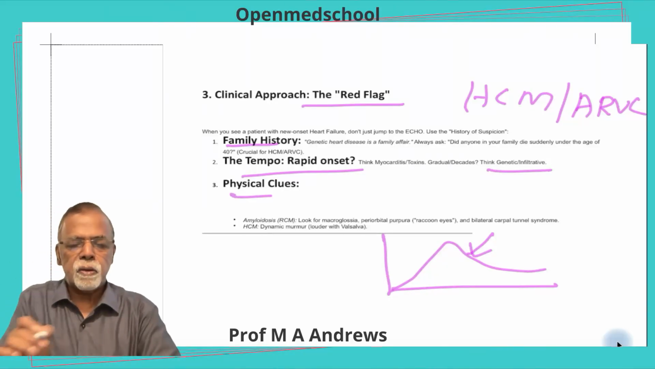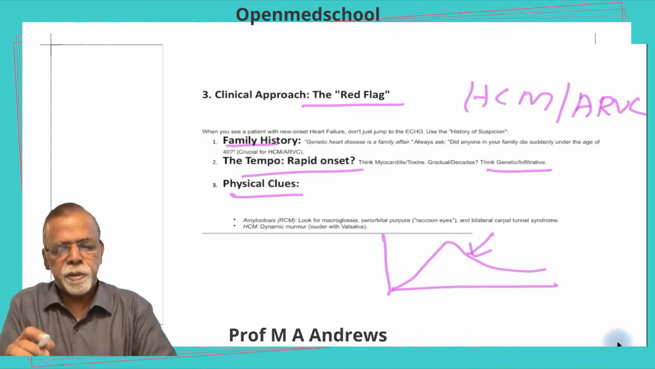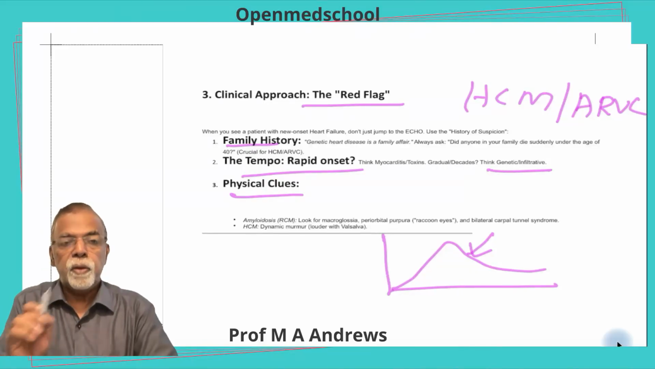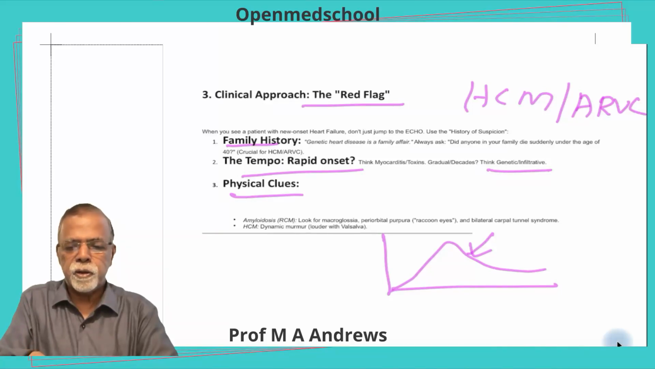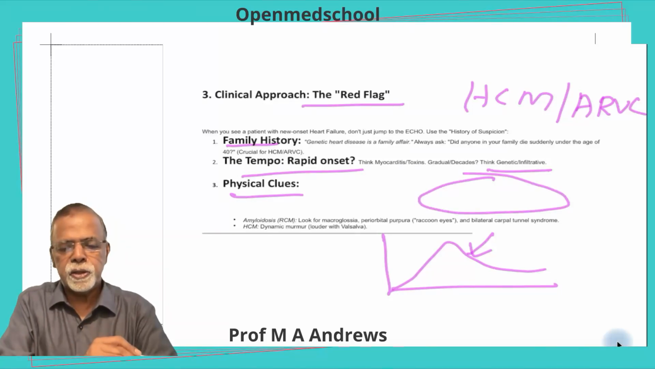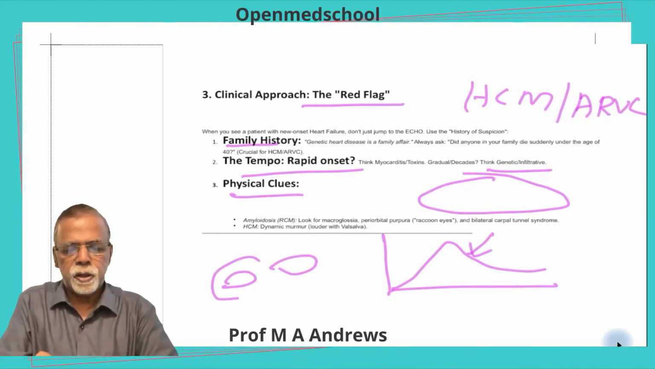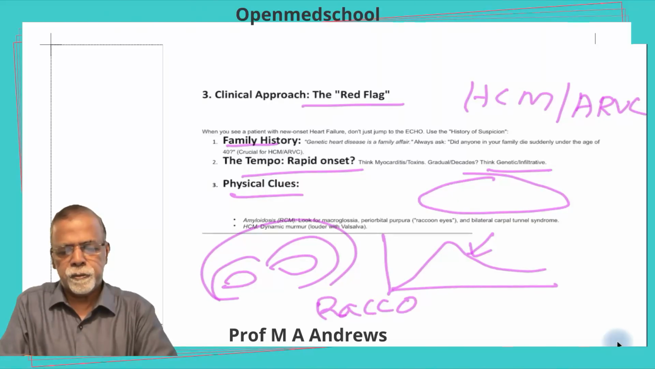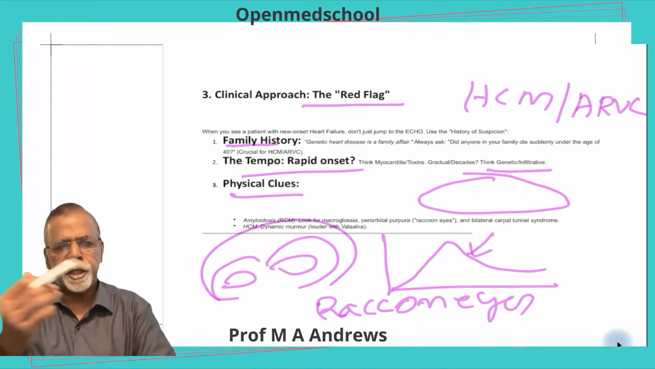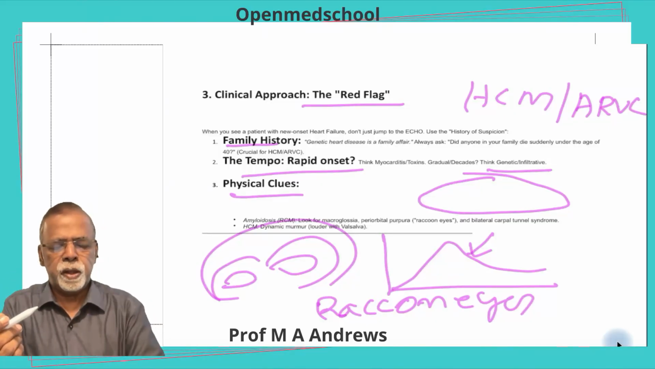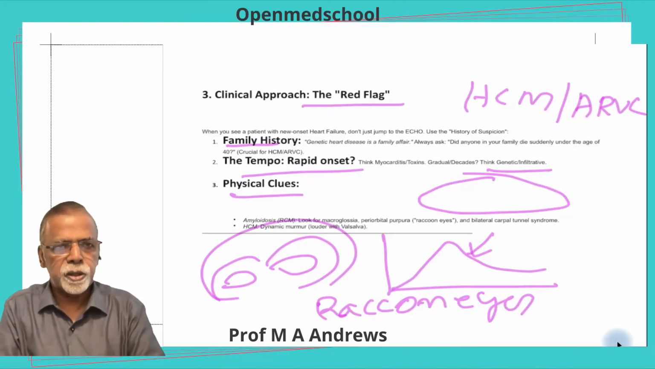Then look for the physical clues. Already mentioned, restrictive cardiomyopathy is associated with amyloidosis. In amyloidosis, you can get a large tongue or macroglossia. So macroglossia is one feature. Second, periorbital purpura, otherwise called raccoon eyes. So these are two signs that you can look for. Again, there can be carpal tunnel syndrome. In hypertrophic cardiomyopathy, you will get a murmur and you can identify it during dynamic auscultation. That is, when the ventricular volume is less, obstruction is more. So on standing, the murmur increases.